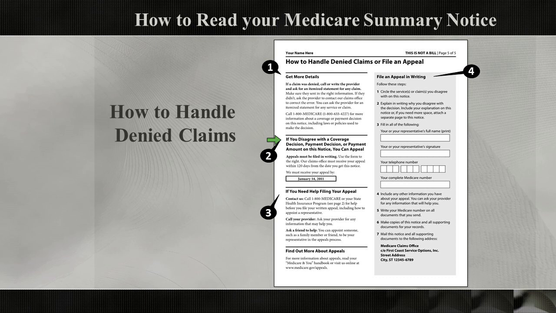If it was not a provider's mistake and you think you have been overcharged, you can file an appeal in writing by using the form on the right side of the page. The written appeal must be received by Medicare before the date listed on the page. Generally, you have 120 days to file your appeal from the date you get this notice. In this case, it indicates that an appeal must be received by January 14th, 2011.